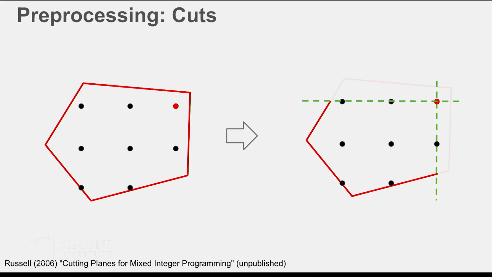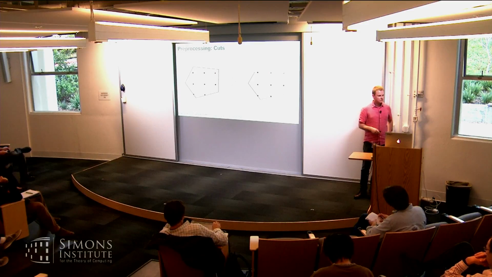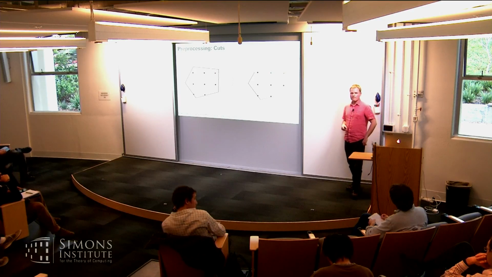Next, so this was about the preprocessing. Yep. When people publish new cuts or whatever, do they prove theorems saying this is theoretically better than that for some reason, or is it an experimental paper which says in practice?